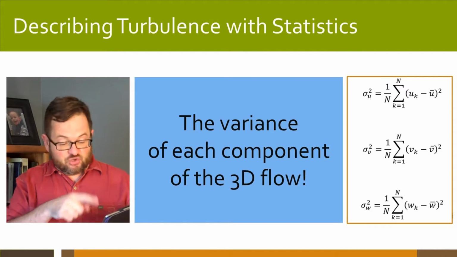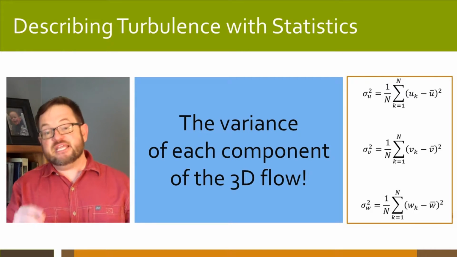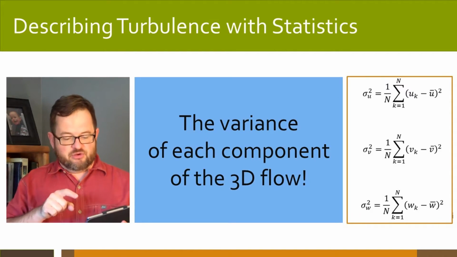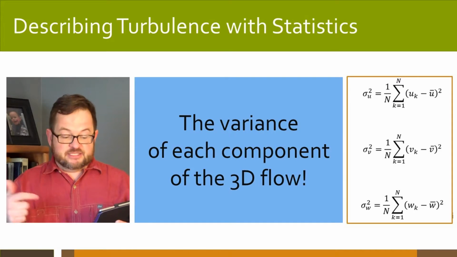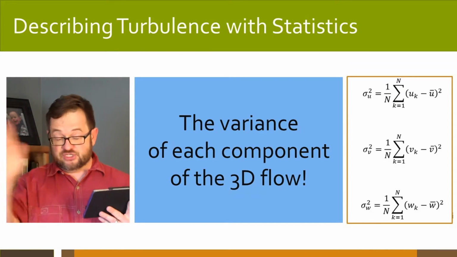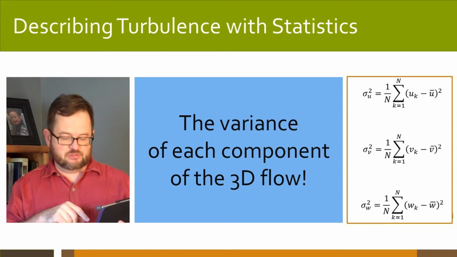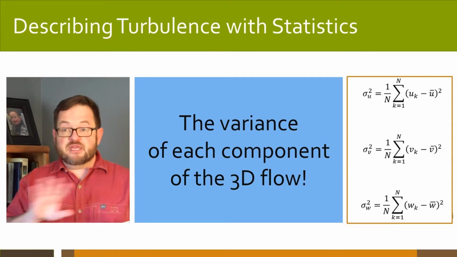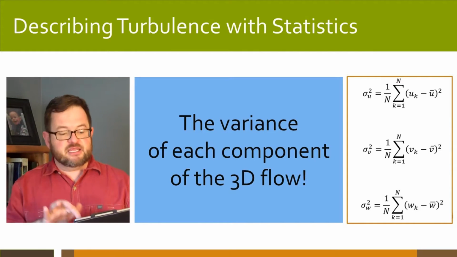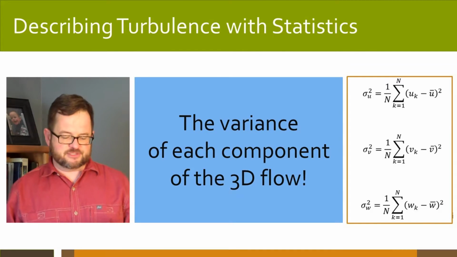And for that matter, as I show over there on the right, there's actually a variance to each of the three components of the flow. There is a variance of u, which is our top equation, and there's a variance of v, the south to north component of the flow, which is our middle equation, and there's a variance of w, the vertical velocity of the flow. All of them are perfectly legitimate things that can be computed based on observations.